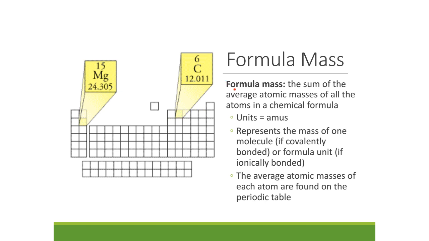Formula mass is the sum of the average atomic masses of all of the atoms in the chemical formula, and the units are AMU. You might recall this unit because it's the same unit as the average atomic mass, which makes sense because this is the sum of the average atomic masses in a chemical formula. So for example, on the periodic table, the average atomic mass of carbon is 12.01. So if we were to calculate a formula mass, we would be using that average atomic mass of carbon in our calculation.